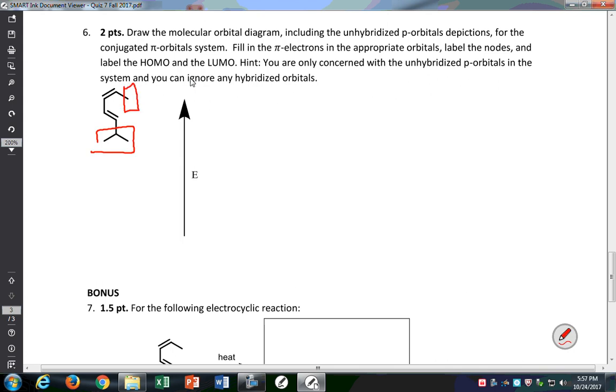These two, we don't care about them. They're sp3 carbons. You can tack them to the end of the diagram, but we don't need them. We're only representing the unhybridized p orbitals. We have 4, so that's how we're going to represent it. So we have 4 unhybridized p orbitals in conjugation. So that's our atomic orbitals. We have 4 atomic orbitals, so our molecular orbitals are going to equal our atomic orbitals, which means we're going to have 4.